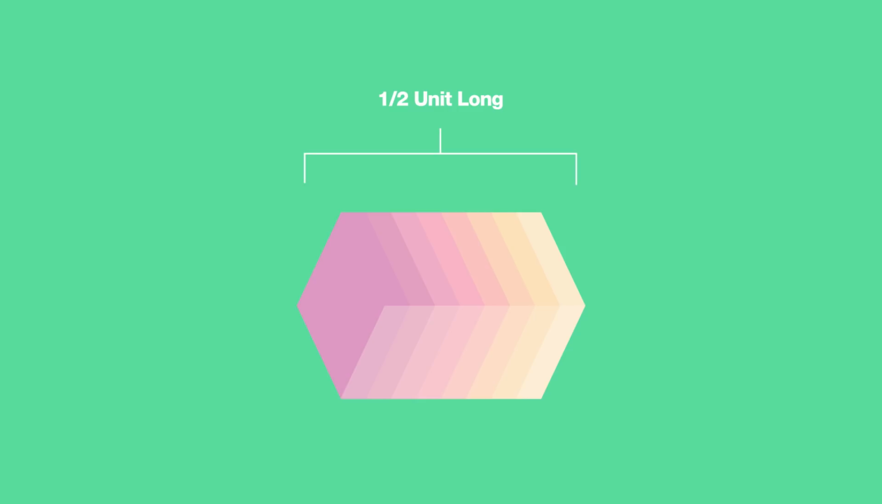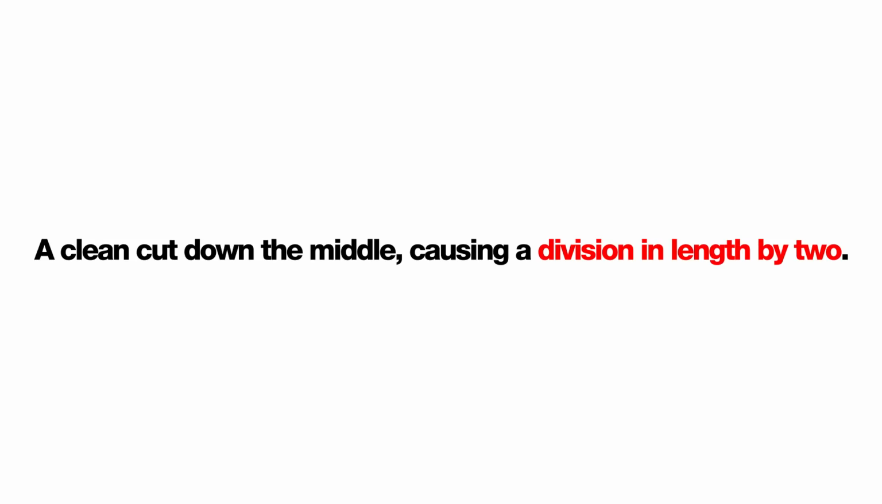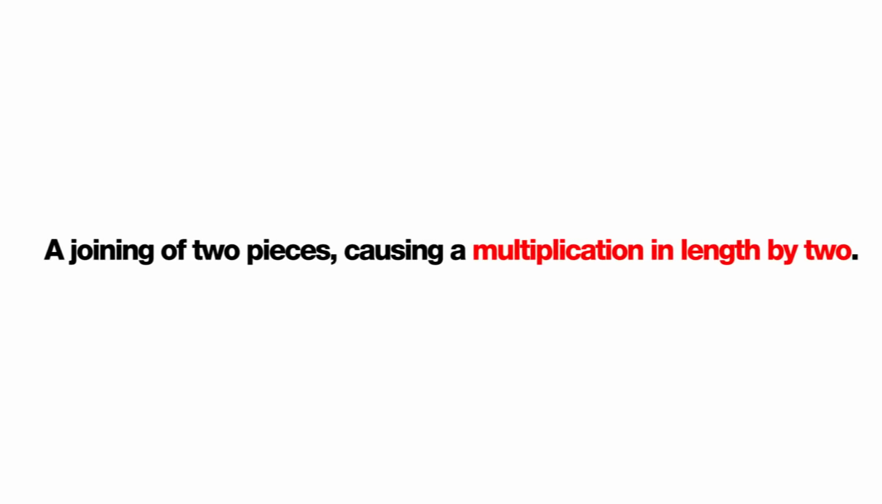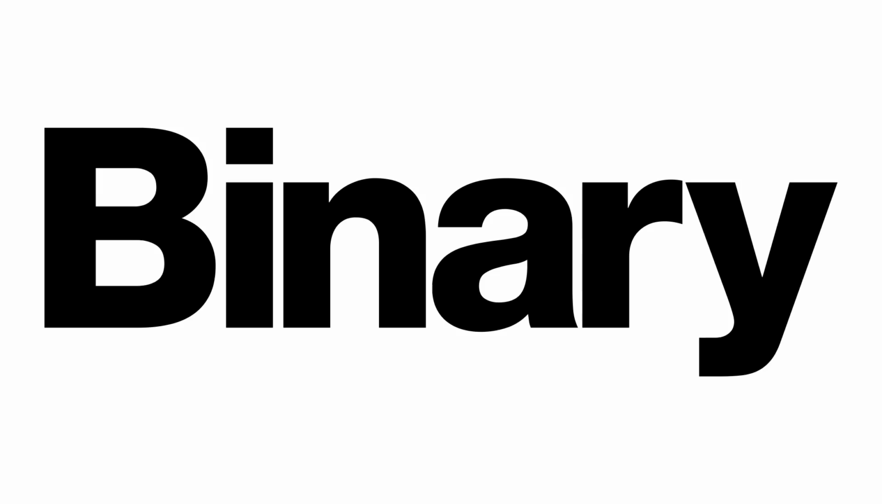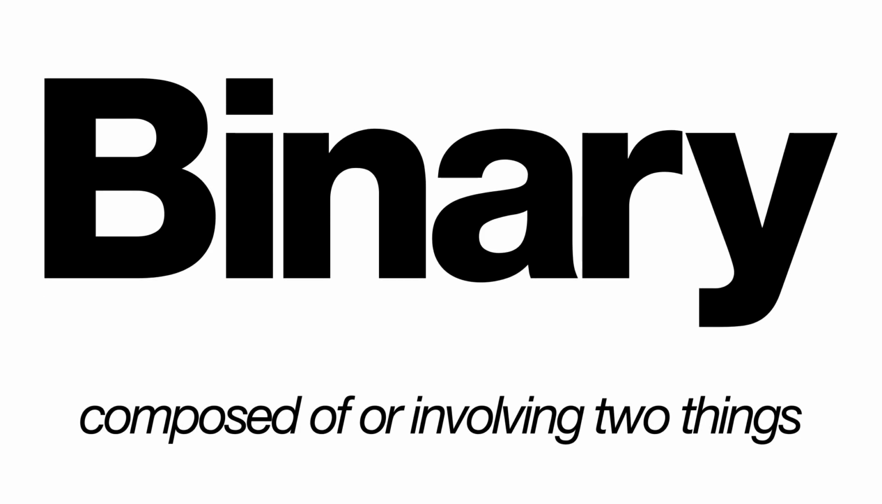At this point, you probably noticed a pattern. No matter how you want to manipulate the length or number of your blocks, it will always involve either a clean cut down the middle, causing a division in length by 2, or a joining of 2 equal sized pieces, causing a multiplication in length by 2. We can therefore describe the relationship of these blocks to each other as binary, a word whose dictionary definition reads composed of or involving 2 things.